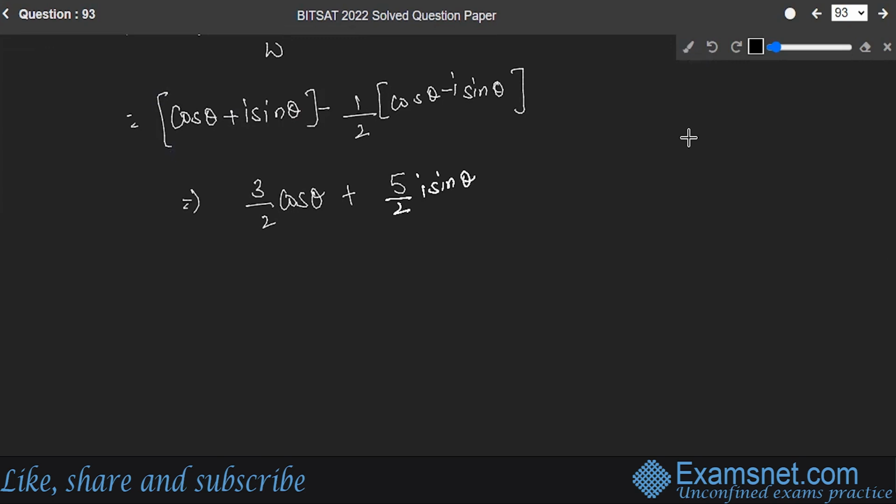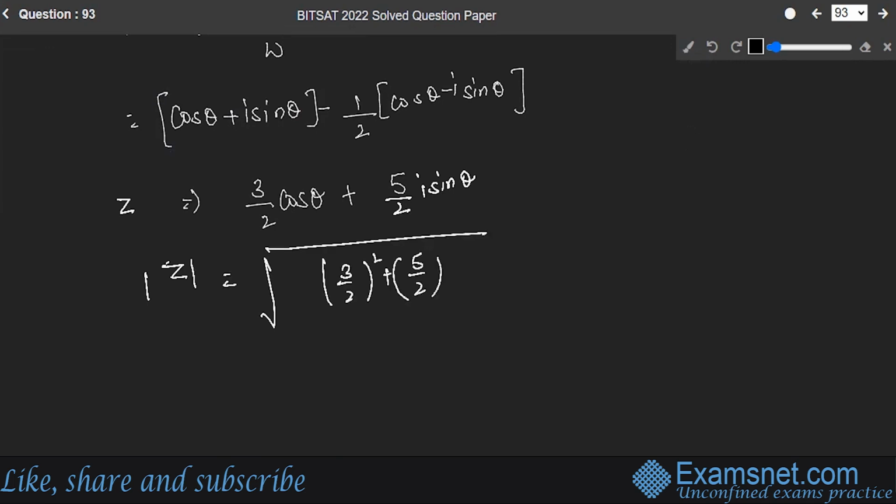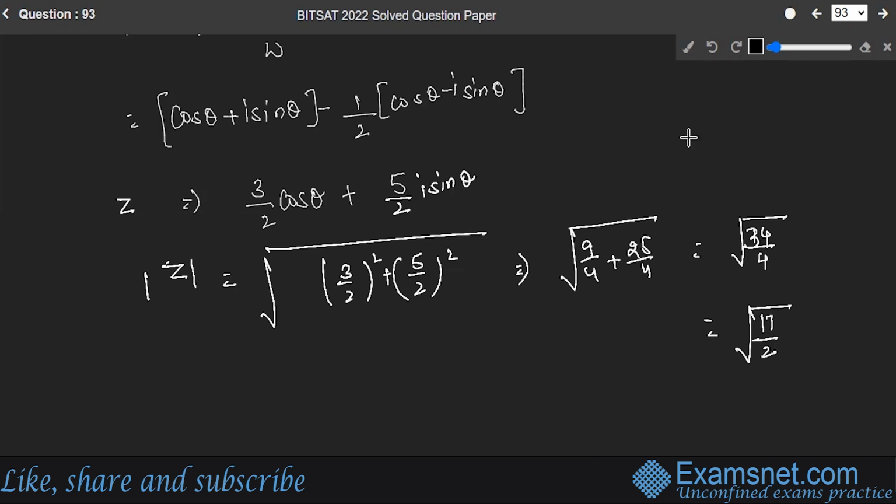All right, so this was equal to your z, and you have to find the modulus of z. This is given by root of 3 by 2 square plus 5 by 2 square, which is equal to this plus this, or you have 34 upon 4, or you have 17 by 2. Root of 17 by 2. Now let's check with the options.